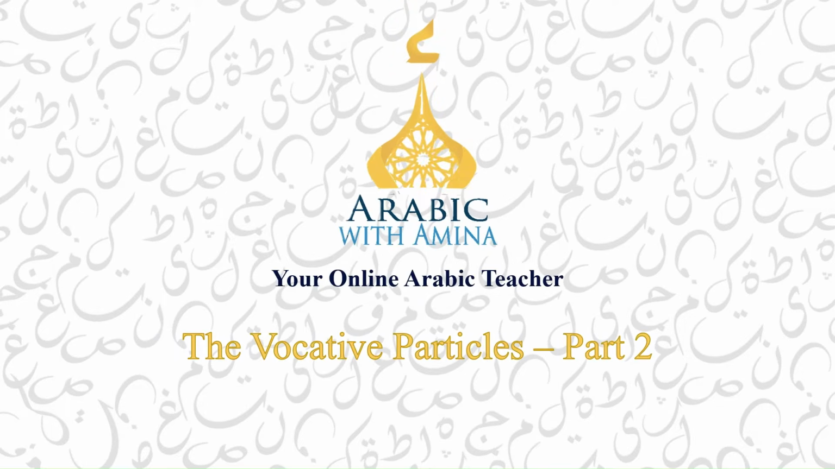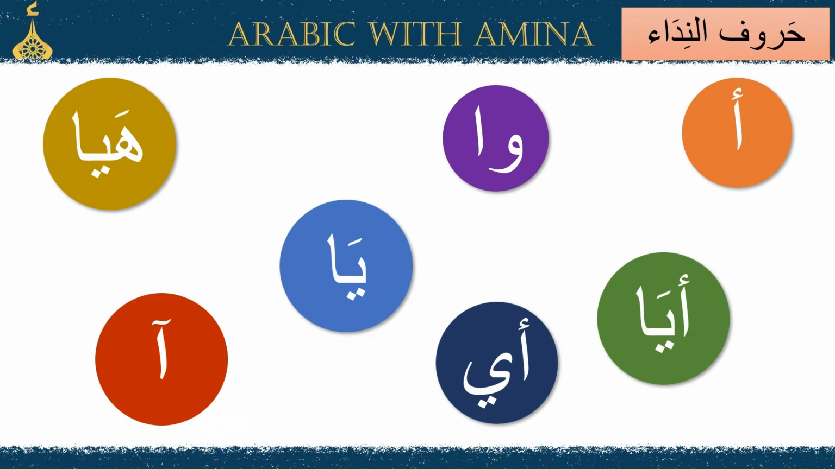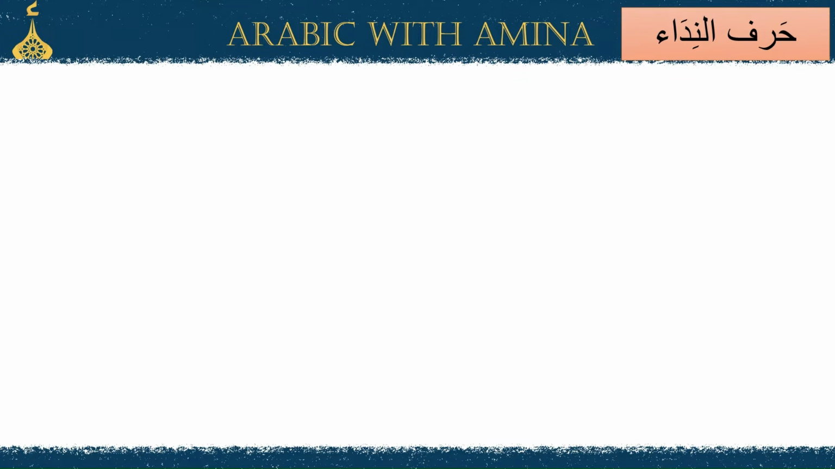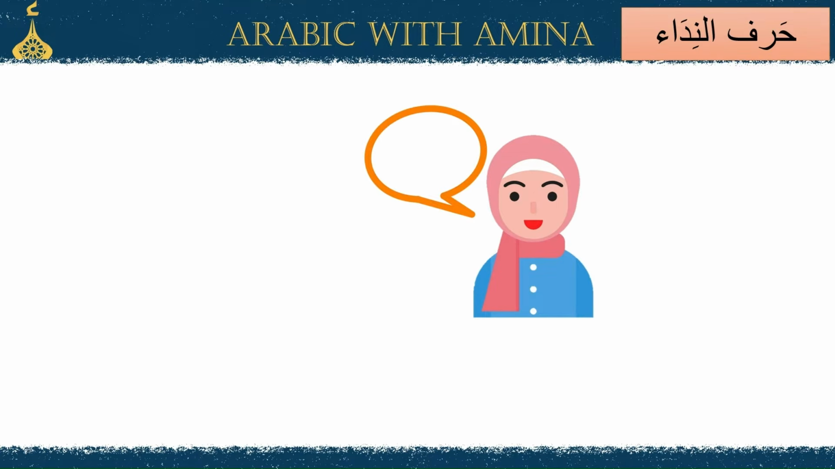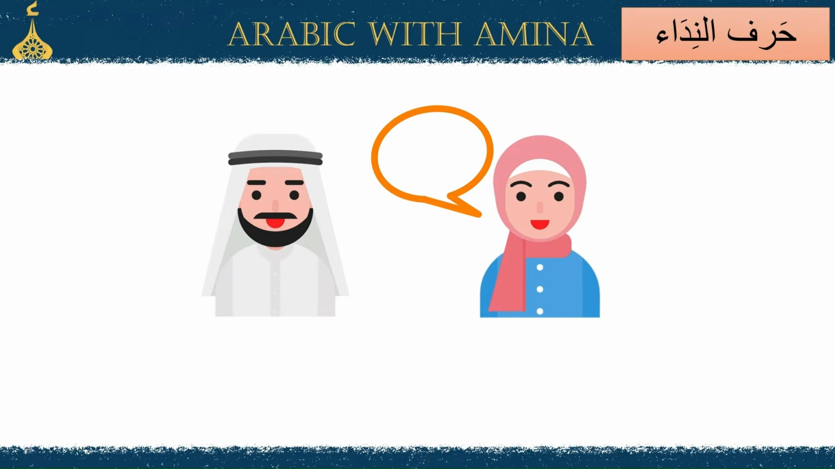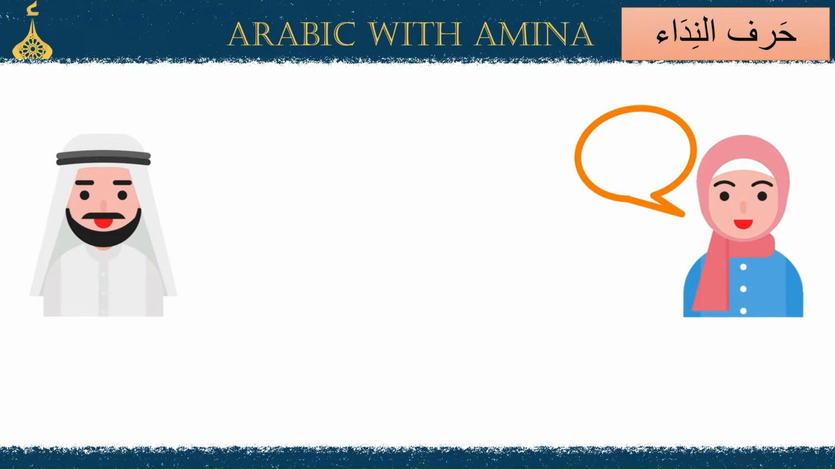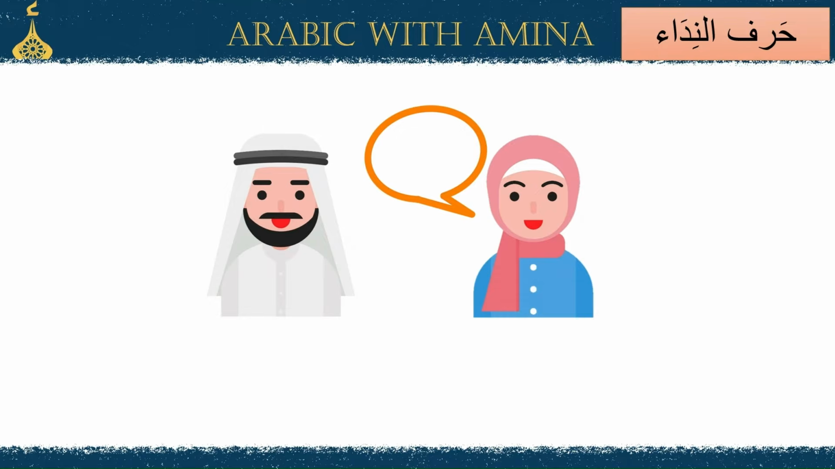In today's video, we're going to be talking about the vocative particles, part 2. These are the vocative particles used in Arabic. In Arabic, each vocative particle differs in whether you can use it to call someone who is nearby or someone who is far away. The distance of the person you are calling matters when choosing which particle to use.